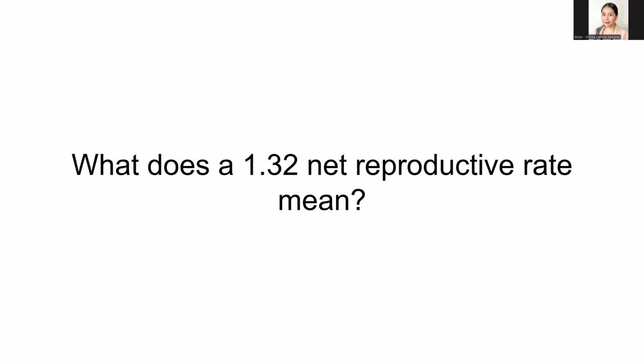Now, if conditions remain constant, let's say food availability remains the same, habitat quality is the same, survival rates of offspring and adults remain the same, the population will expand rather than decline or stay stable. However, another thing for you to note is that 1.32, that rate of growth is not exponential. It's actually moderate compared to higher net reproductive rate values. Okay, so yun.